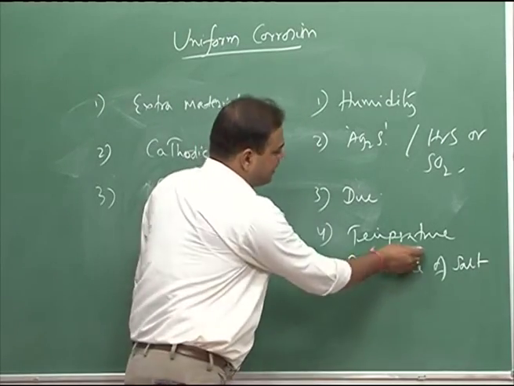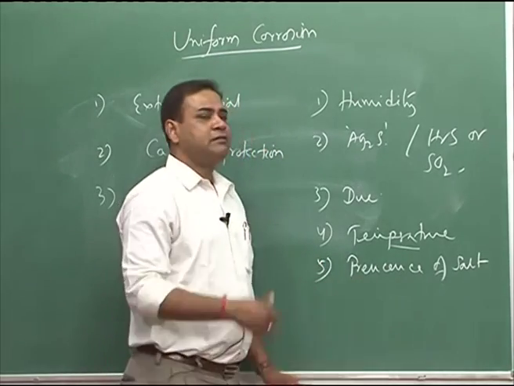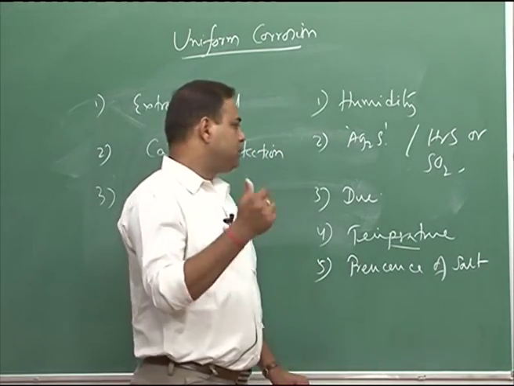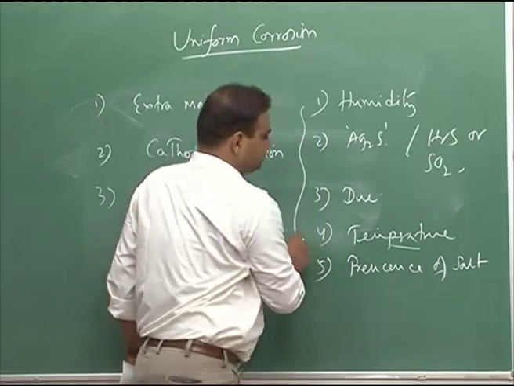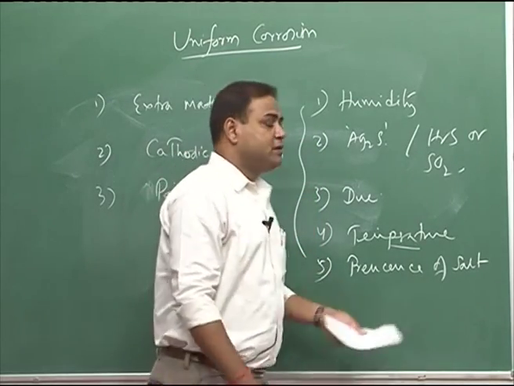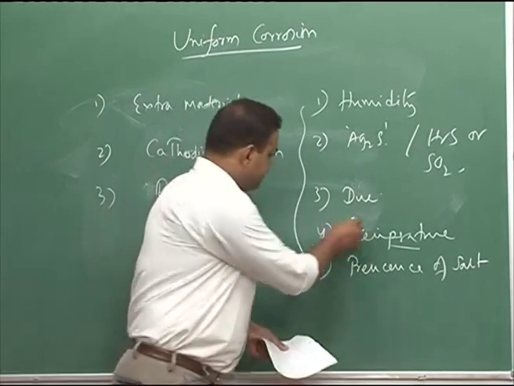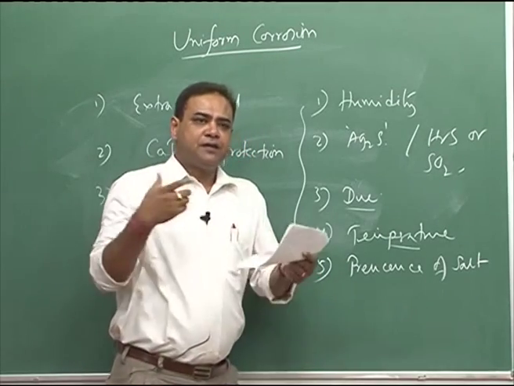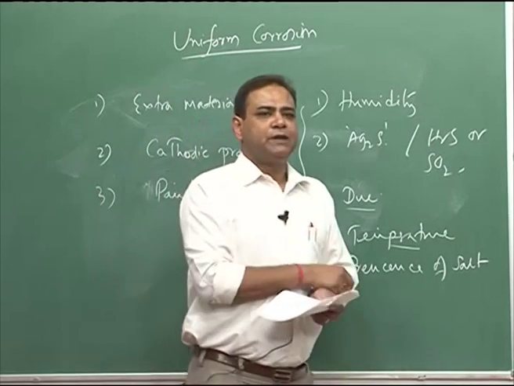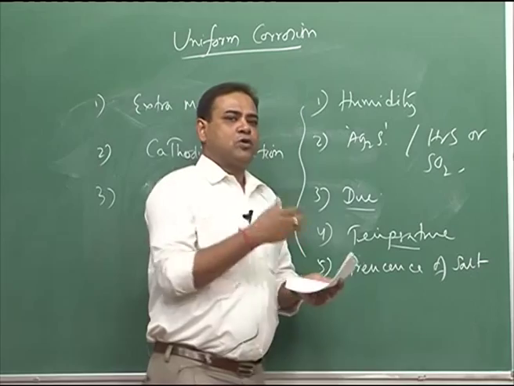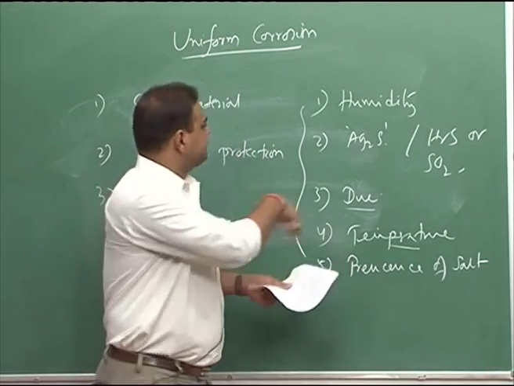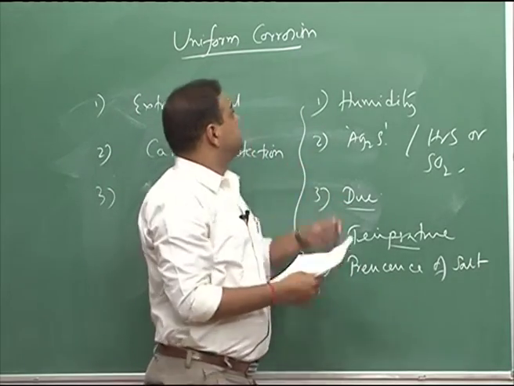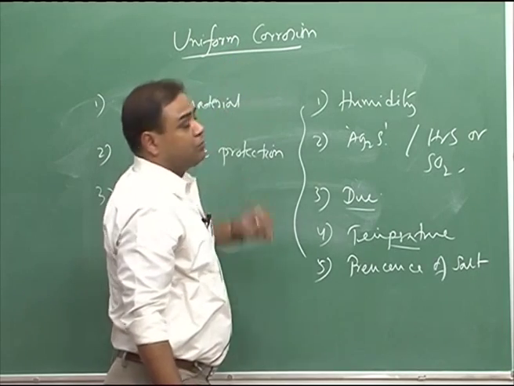Now, again if we have a cold place and a hot place, the hot place in the presence of all these other factors could have extra corrosion. If there is no dew formation, if it is a dry place, then the corrosion rate would be less, or if it is a wet place, the corrosion rate would be more. So, these are the common factors which guide uniform corrosion.